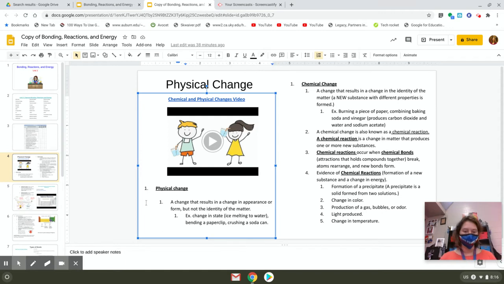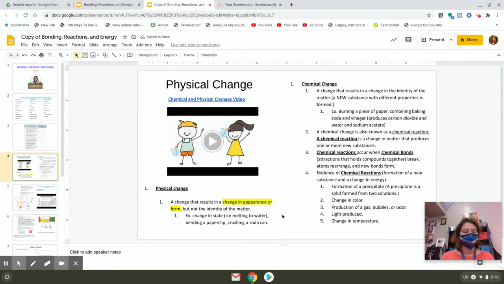We ready? All right, number 1, physical change. A physical change is a change that results in change in appearance or form. Highlight change in appearance or form, but not in the identity of the matter. An example. Pay close attention to these examples because those examples is where I get your test questions from.